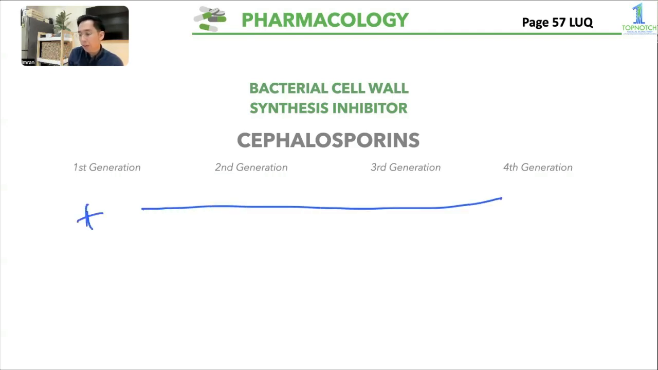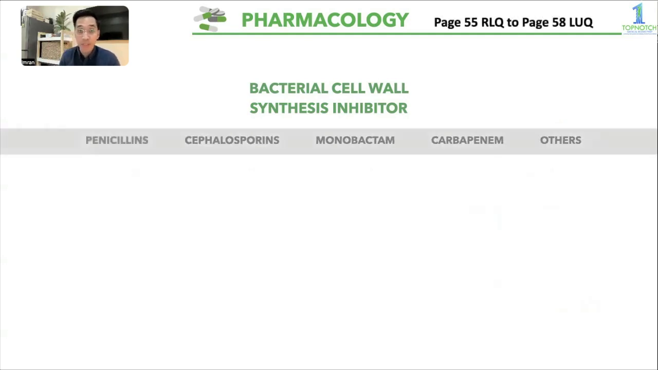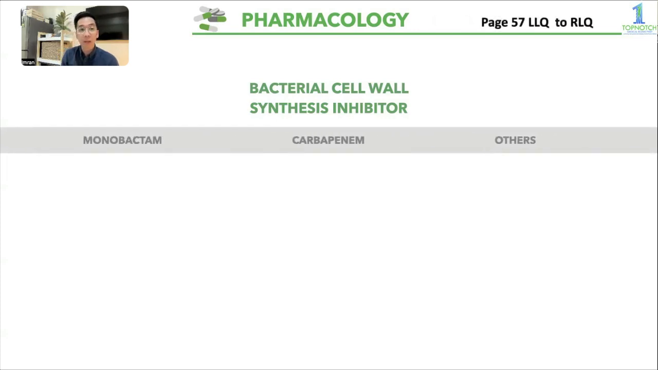As you go higher, mas nagkakaroon ka ng gram negative. Pero pagdating mo ng fourth generation, ikaw din ay may gram positive coverage. So yun yung importance na dapat alam mong i-classify yung first, second, third, and fourth generation, because that will help you answer the questions. Okay?